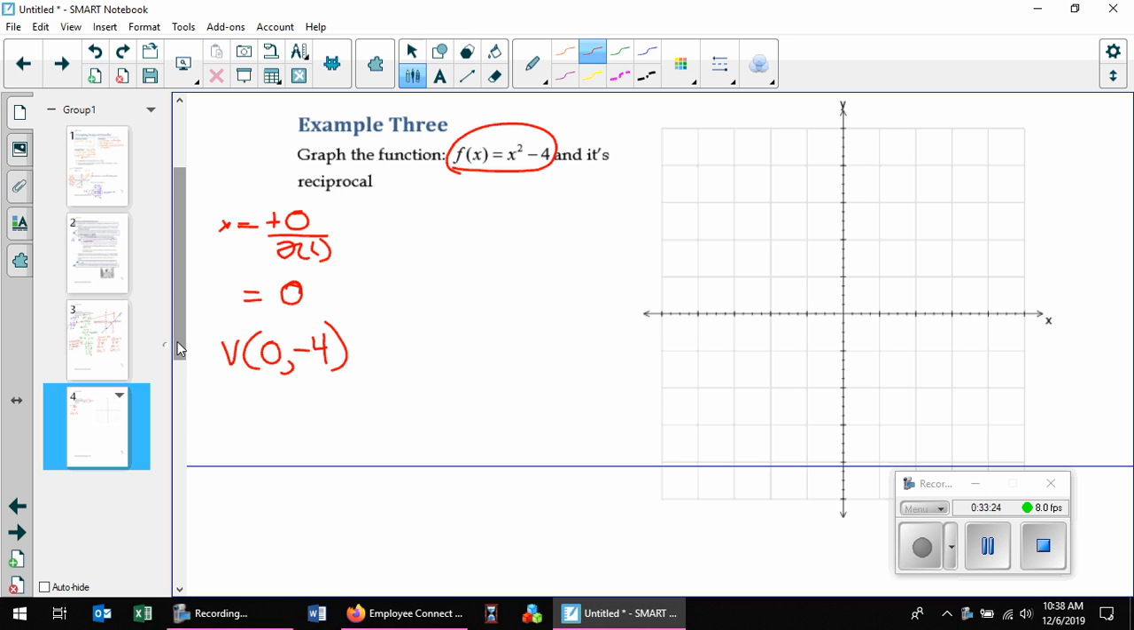So I'm going to do my x-intercepts. That's a difference of squares factoring. Everybody saw that, right? Just nod and smile and say yes. Okay, so I know my vertex is at -4. I know my x-intercepts are at -2 and +2.